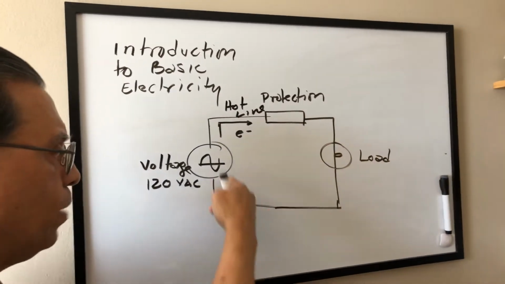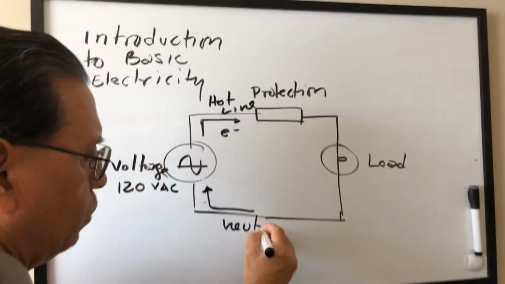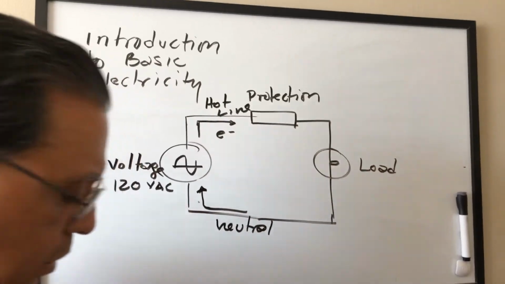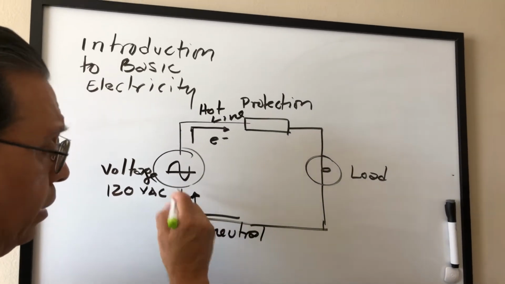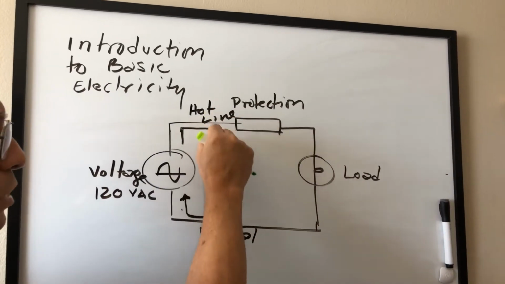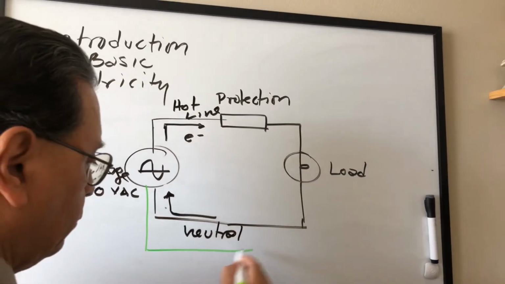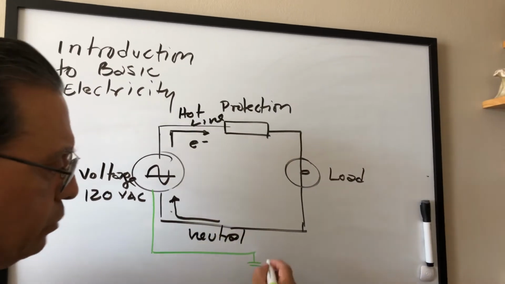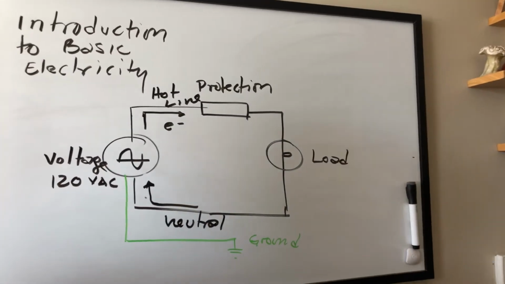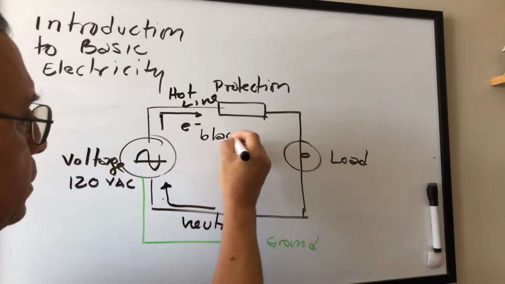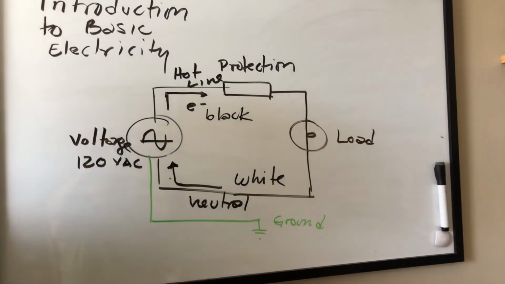But the electrons need to go back to the source. To go back to their source, we use what is known as a neutral line. In case the neutral is broken, the electrons in motion will not have the opportunity to go back to the source. So we need a second option for the electrons, which is the ground. So on a single phase electrical circuit, the hot line is black color, it's a cold color. The neutral is white color, and the ground is green. Okay.